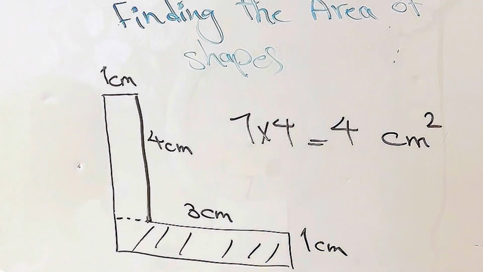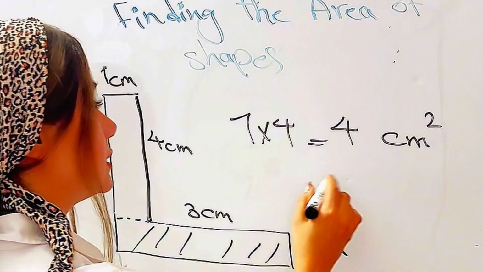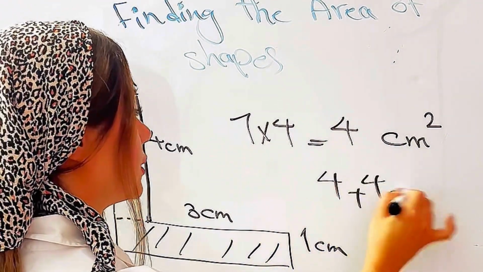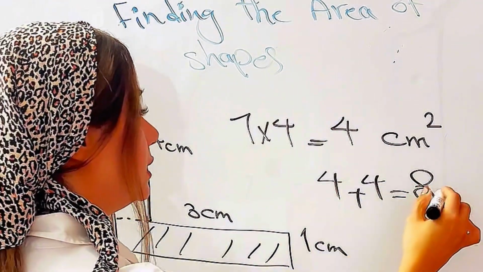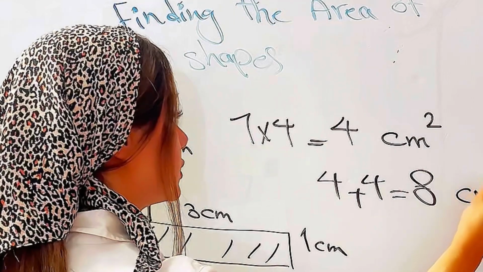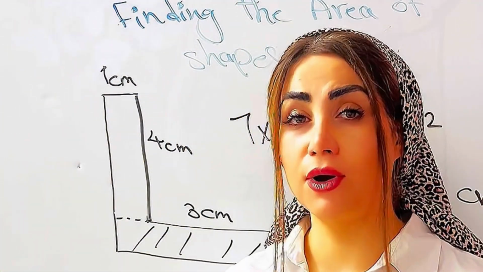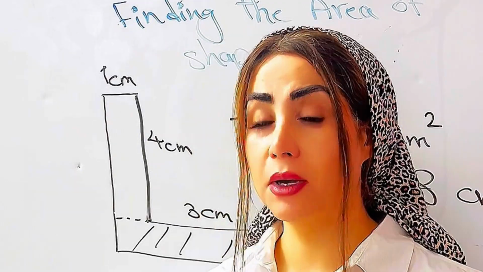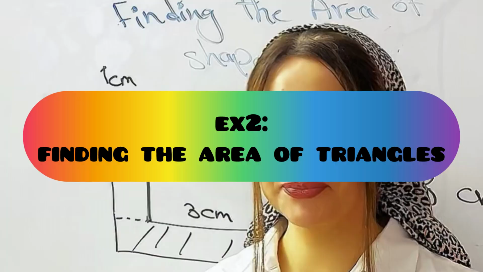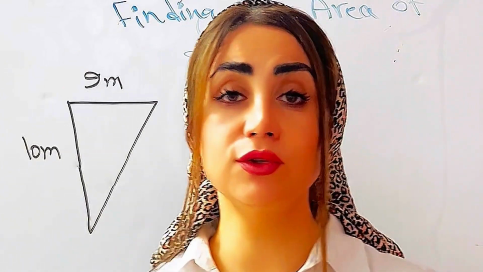So its area is also 4 square centimeters. Now just add them together. Total area is 4 plus 4. It's gonna be 8 square centimeters. Breaking shapes into smaller parts makes finding the area much easier. Now let's move on to triangles.